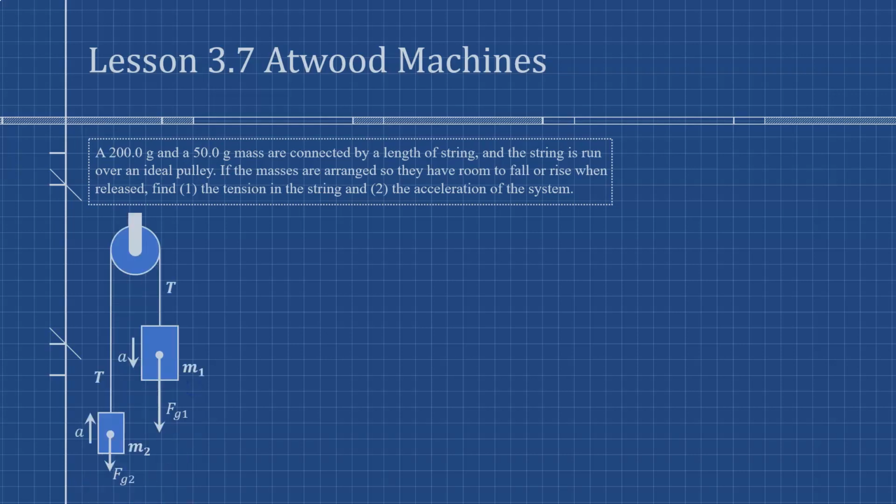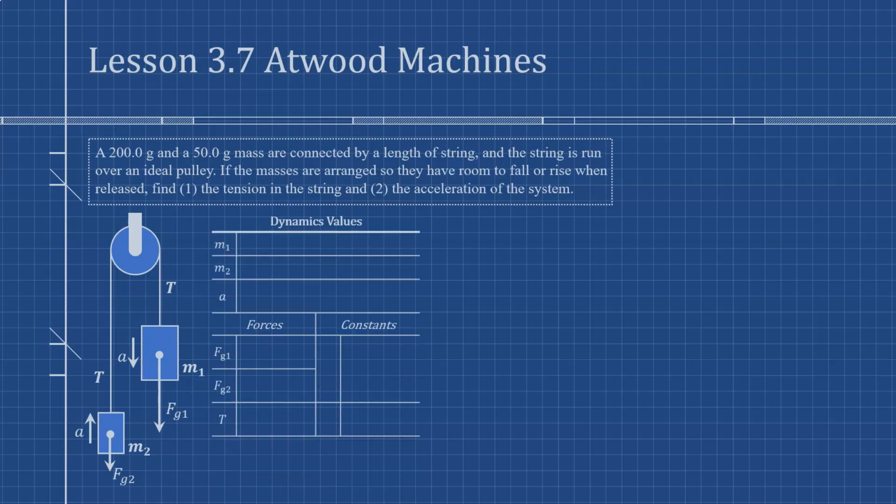Here's a diagram of our Atwood machine. This is just a traditional Atwood machine. We have a 200 gram mass on the right. We're going to label that M1, and a 50 gram mass on the left. We're going to label that one M2. The result is we're going to have acceleration toward the more massive mass, the one on the right. And we have the same acceleration, but in the upward direction on the left-hand side of our Atwood machine.